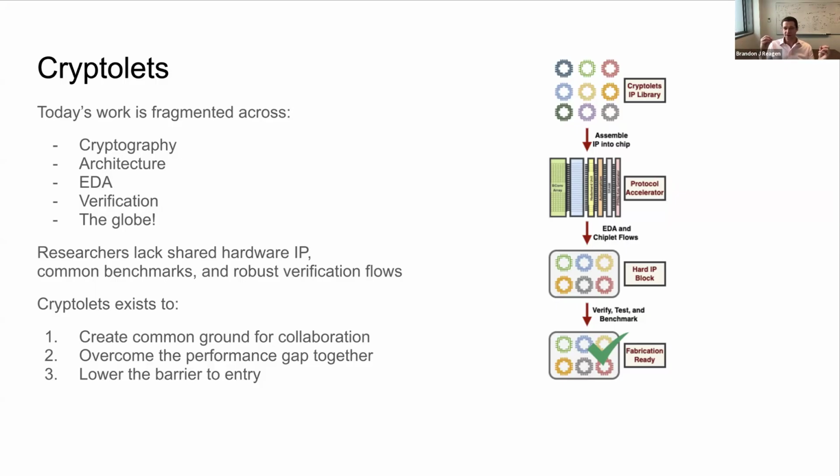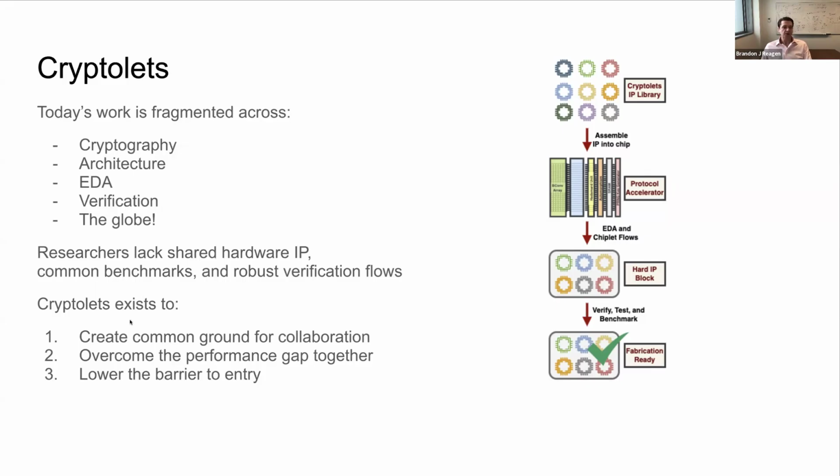You can pick and choose all the different IPs you want, assemble them into your protocol accelerator, say for fully homomorphic encryption. Then you can use our EDA flows to build hard IP blocks. You can use our verification flows, our validation flows, our benchmarks to understand the performance and correctness guarantees and have something that's hardened and fabrication ready that you actually trust and that you can share potentially with the community.